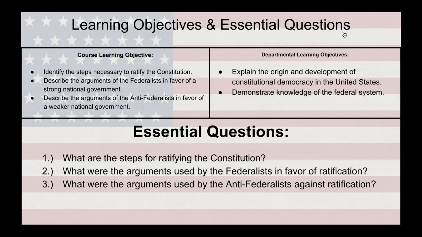And so our essential questions are, what are the steps to ratifying the Constitution? What were the arguments used by the Federalists in favor of ratification? And what were the arguments used by the Anti-Federalists against ratification? So immediately coming out of the convention, battle lines are going to be drawn.